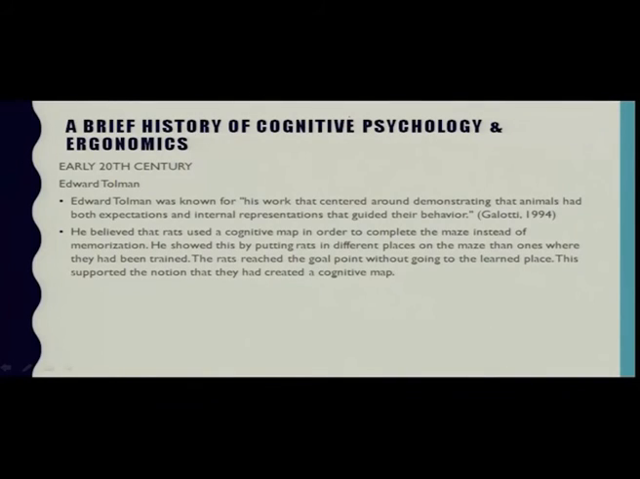So before closing, let's have a brief history of cognitive psychology as we have been doing for the past few lectures. Just to recall, Edward Tolman's work in the early 20th century was centered around demonstrating that animals had both expectations and internal representations, and that these guided their behavior. Galluti in 1994 mentioned Edward Tolman's work, and Tolman believed that rats used a cognitive map to complete the maze instead of memorization.